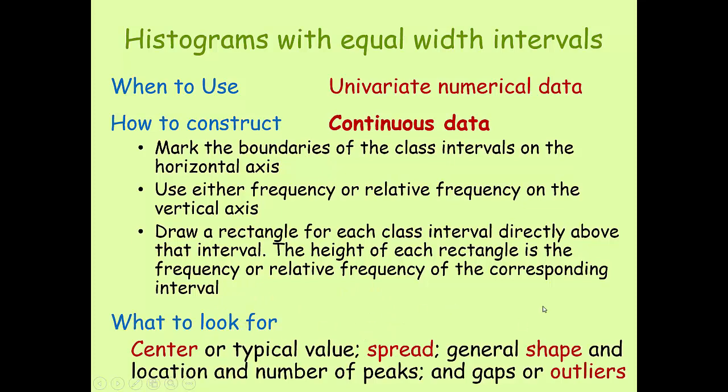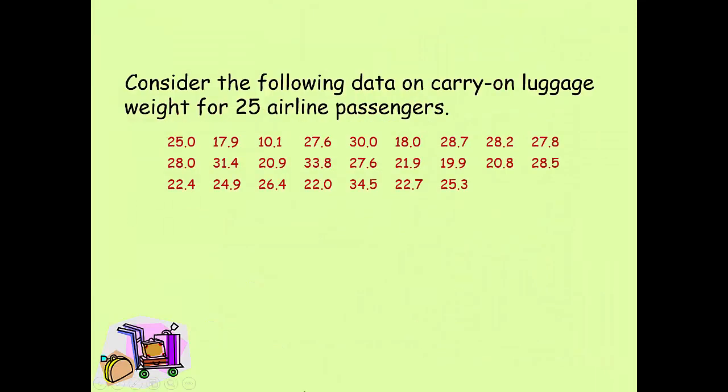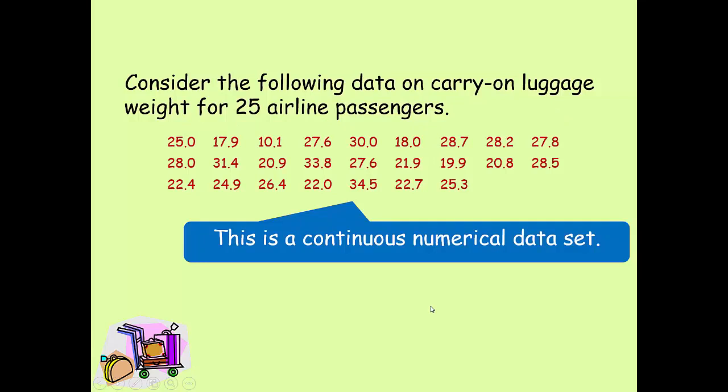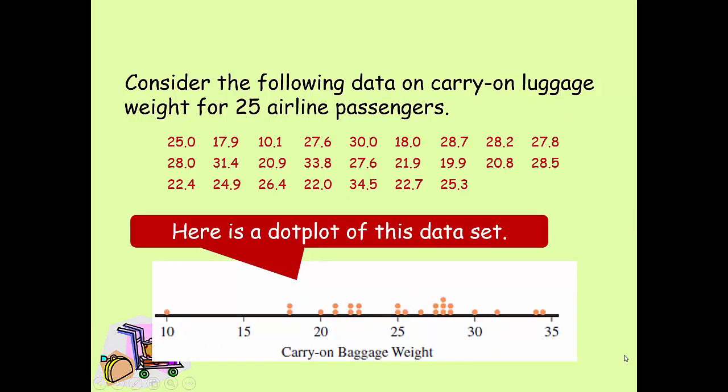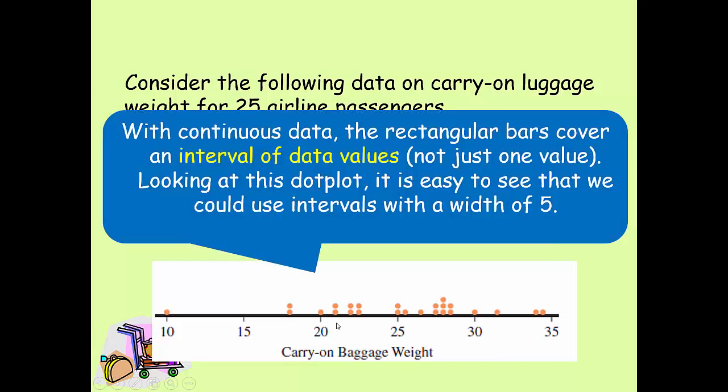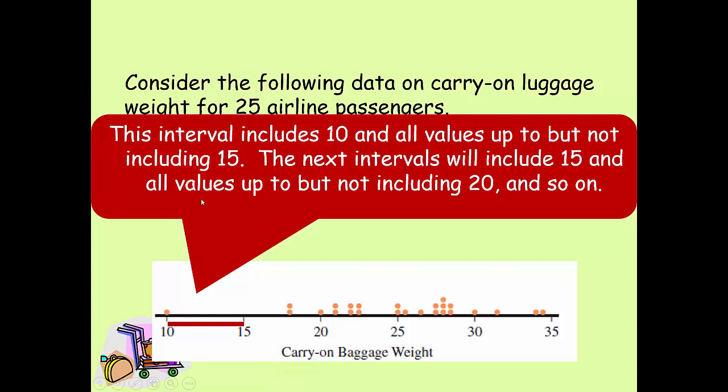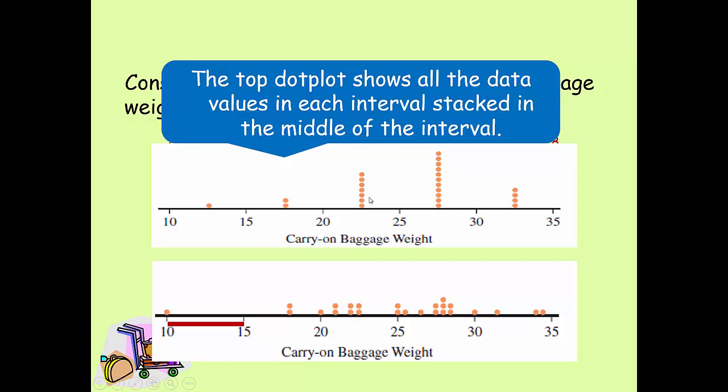We're still looking for the center, the spread, the general shape, peaks, gaps, and outliers. So here's some data on the weight, a continuous variable, a measurement of 25 airline passengers' carry-on luggage. I can create a dot plot out of this data. If I make this continuous, I could use a width of 5. Within this width, I'm going from 10 to 15, but not including 15. My next interval would be from 15 to 20, but not including 20. And I put all the data values within that interval.